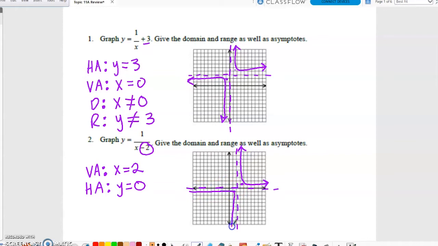And draw like so. Now for domain and range, my domain, remember, it cannot be equal to my vertical asymptote, so that means x can be all real numbers except for 2. Can't equal 2. Range, it can't equal that horizontal asymptote, so that means y can't equal 0. Okay, so again, domain and range, it can be all real numbers except wherever your asymptotes are located.